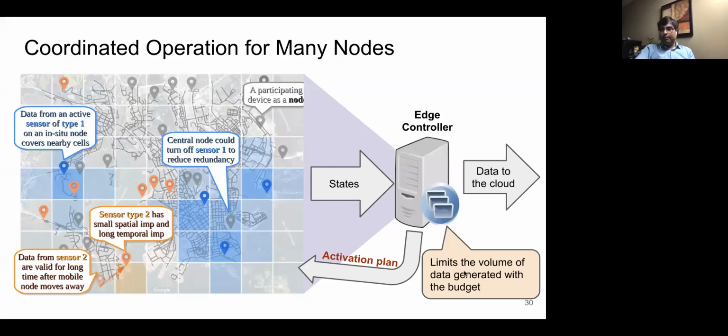But those uploads will be budgeted, right? Every individual sensor deployed in the scene has a data budget, and you cannot exceed that budget. Let's say you can only upload 100 megabytes per week or something like that. Then that needs to be respected somehow. So the edge controller that is sitting near that particular site will check that, and then we'll realize that.